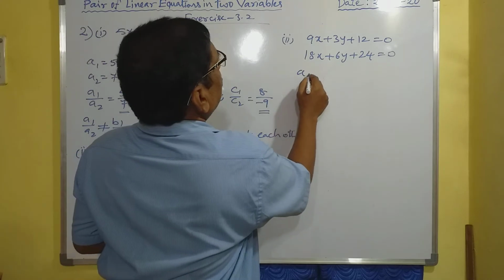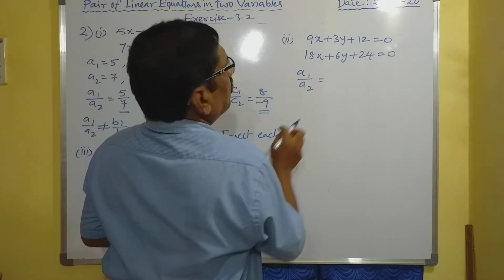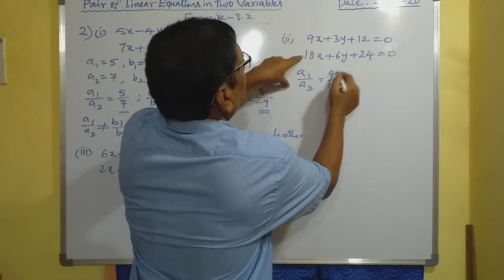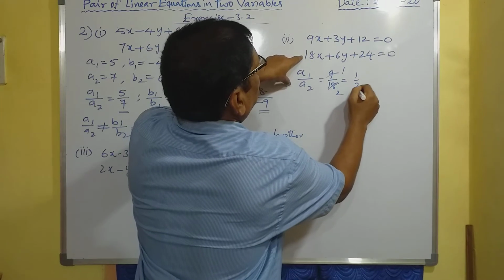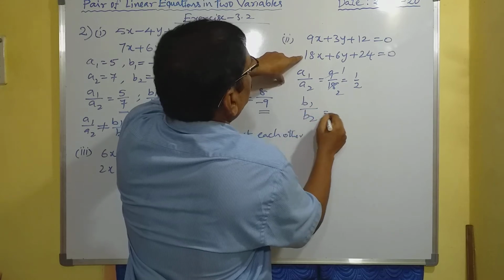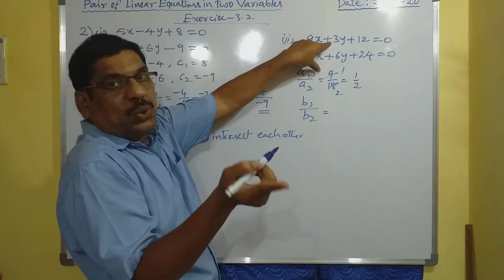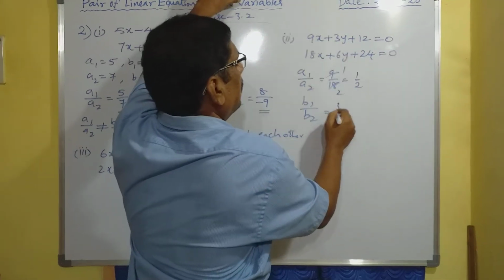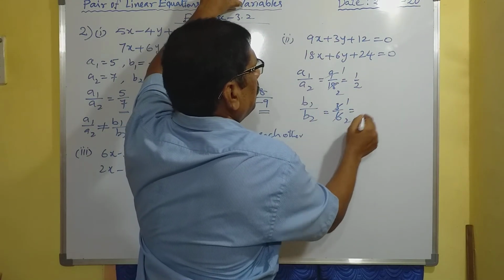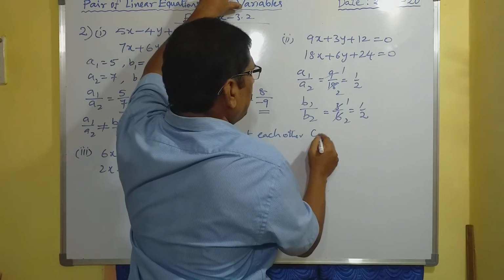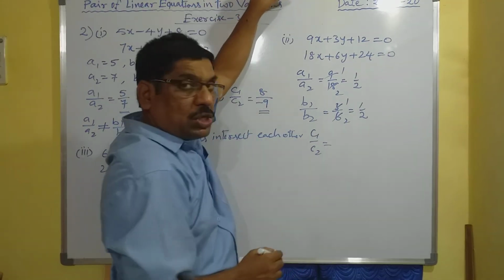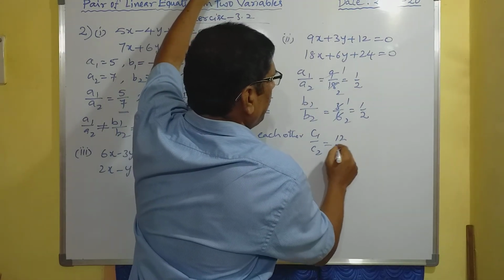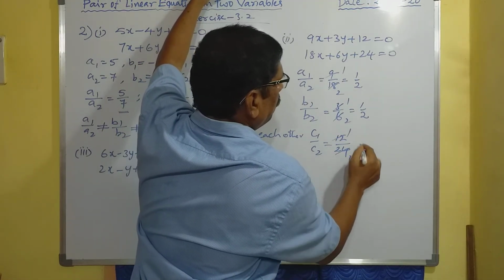Here what is A1 by A2? Let us write directly from the equations. A1 by A2 is 9 by 18. We can write it as 9 ones are 9, 9 twos are 18, so 1 by 2. B1 by B2. What is B1 by B2? The ratio of the coefficients of y. So that is 3 by 6. 3 by 6 can be written as 3 ones, 3 twos, 1 by 2. And C1 by C2, the ratio between the constants, 12 by 24. So 12 by 24 can be written as 12 ones, 12 twos, we get 1 by 2.